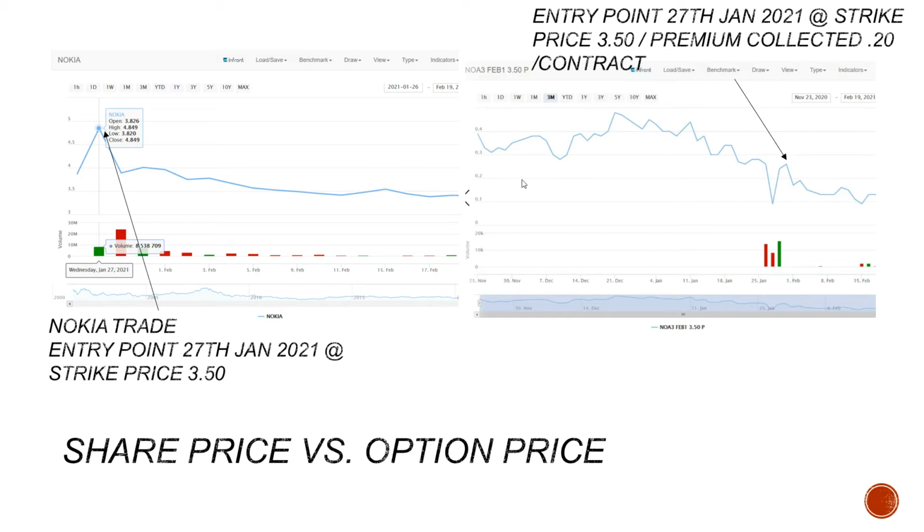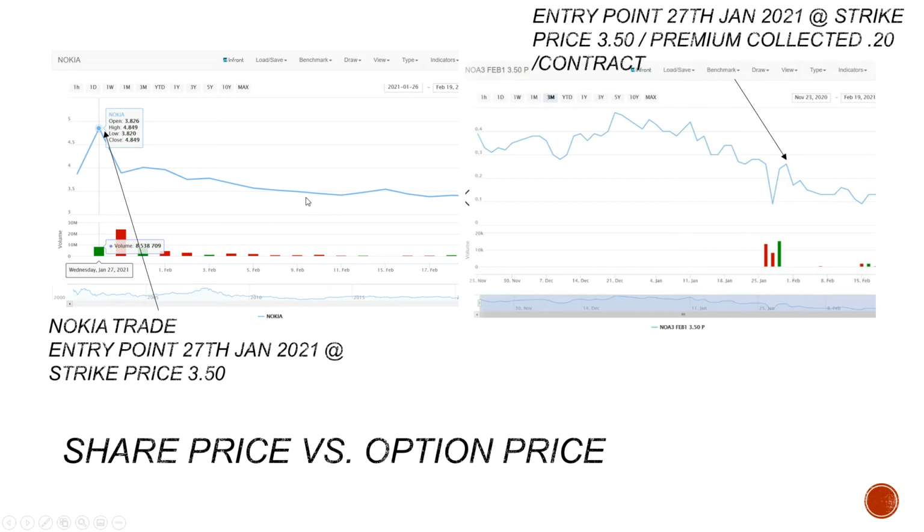the last Friday. On the right hand side, my entry point was here, where I collected 20 cents on 27th, and I have done the trade with two contracts. So basically, I collected €40, selling contracts of Nokia at 20 cents each.